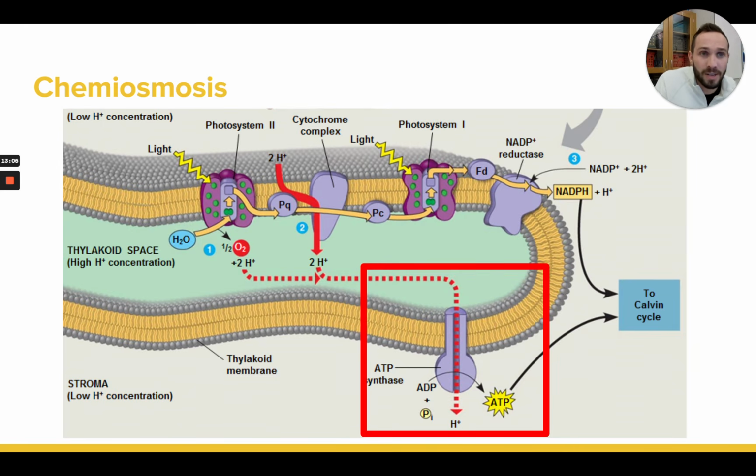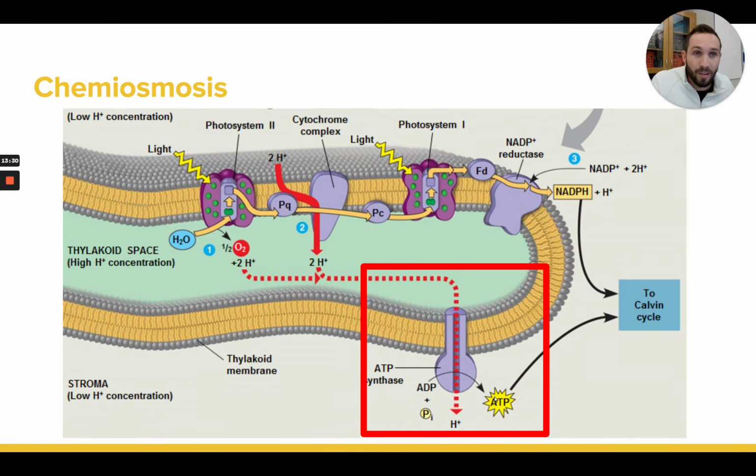But be careful here because, as you can see, here's the thylakoid, the disc thingy. Inside the thylakoid is where the hydrogen ions were being pumped. So there's a really high concentration of hydrogen ions in the thylakoid. Outside the thylakoid, which is the stroma, the space outside the discs, there's a low concentration. That's the direction in which these hydrogen ions are flowing to power the production of ATP.